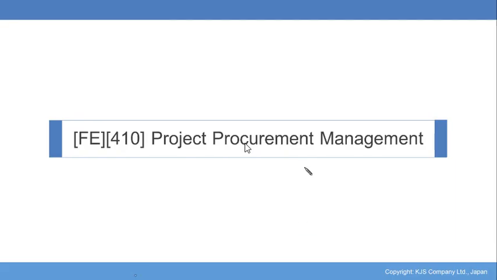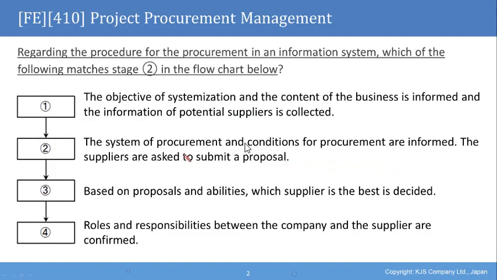410. Project Procurement Management. The question is, regarding the procedure for the procurement in an information system, which of the following matches stage 2 in the flowchart below? We'll begin with looking at the entire flowchart as a whole and then concentrate on stage 2 to answer the question.